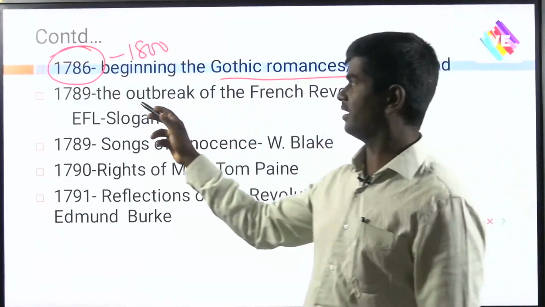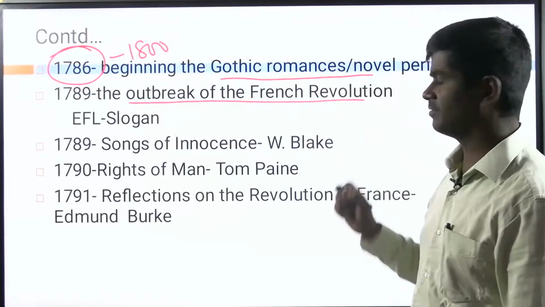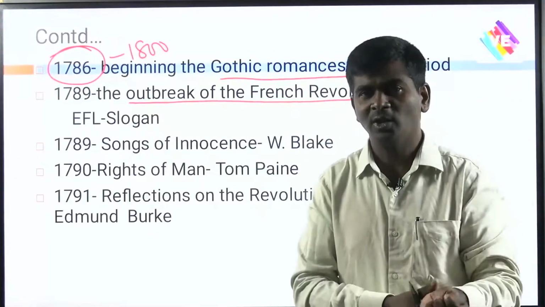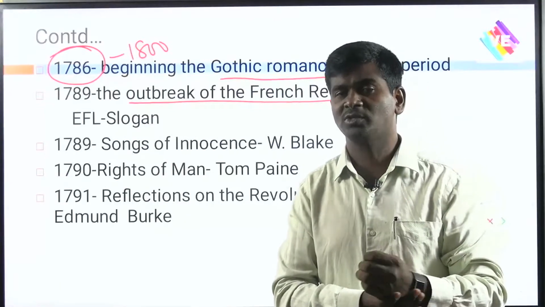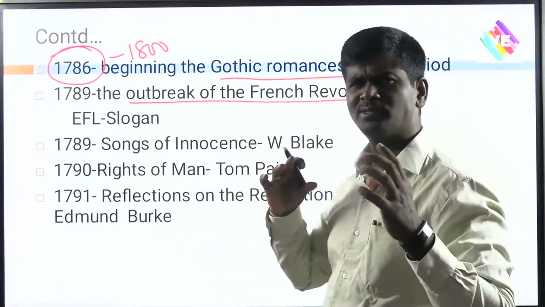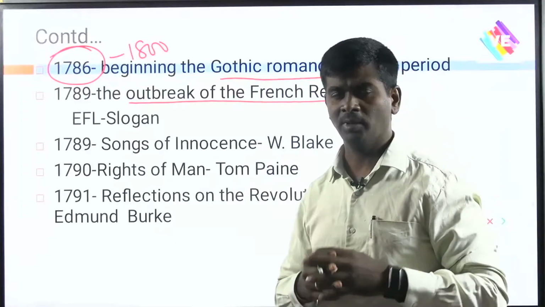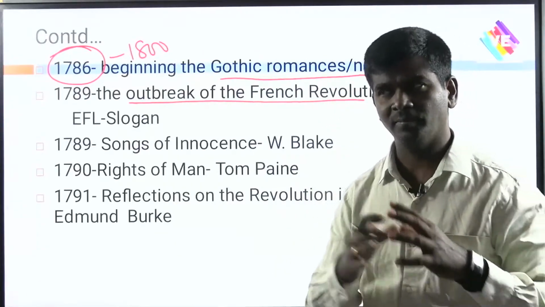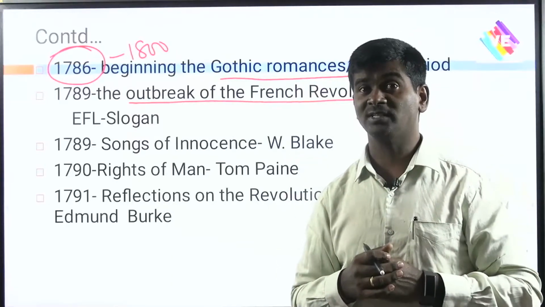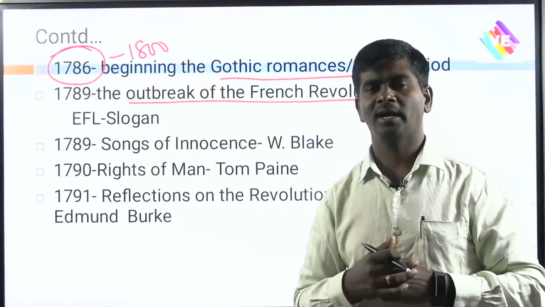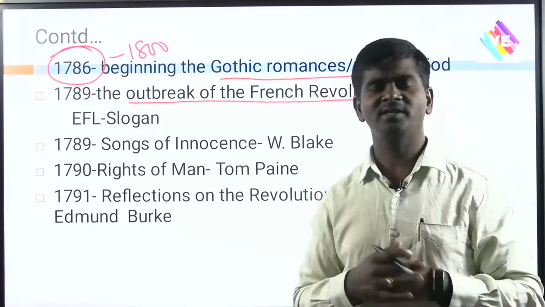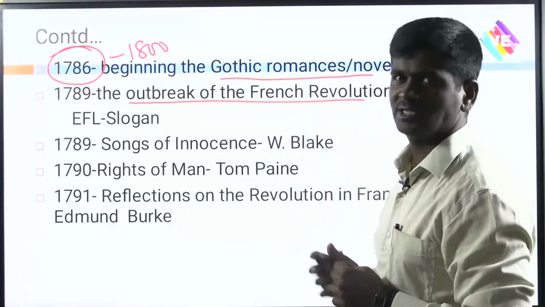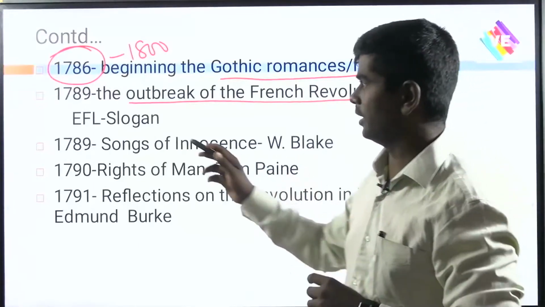Next, 1789, the outbreak of the French Revolution. The French Revolution began. There was a wonderful revolution in France, in Paris. And what is the major slogan of this French Revolution? The people were not able to bear the situations given by the king and the aristocracy. Hence, they revolted against the king, and this revolution is called the French Revolution.